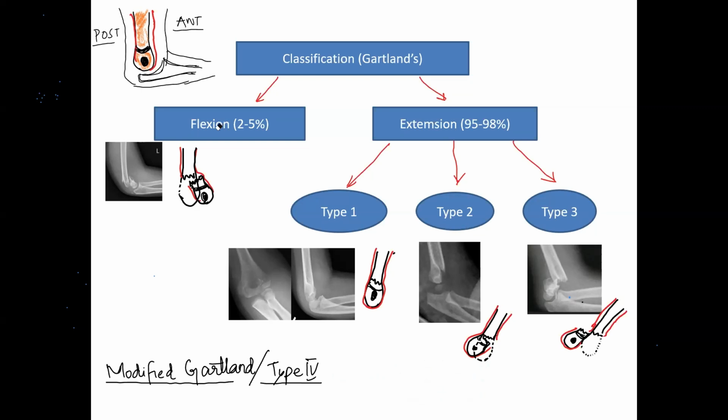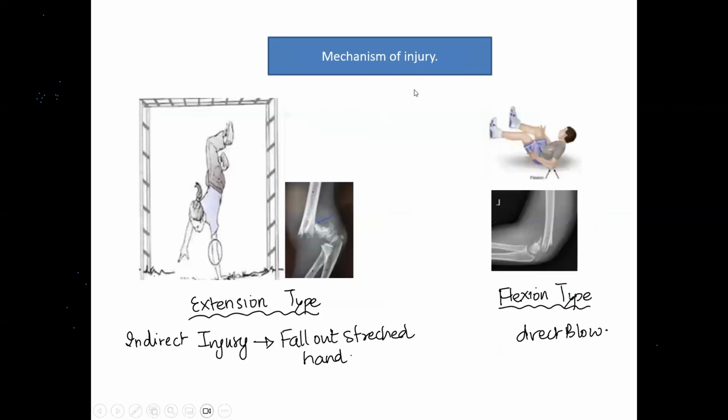So just to repeat, in Gartland classification, supracondylar fractures are flexion type or extension type. Flexion type is only 2 to 5%. It is less common. Extension type is most common, 95 to 98%. Out of that, type 1 is undisplaced, type 2 partially displaced, type 3 is a completely displaced fracture. So this is the mechanism of injury.